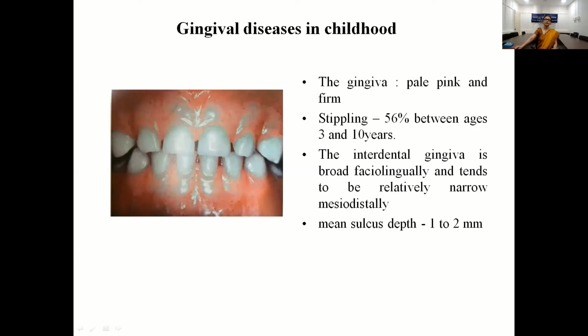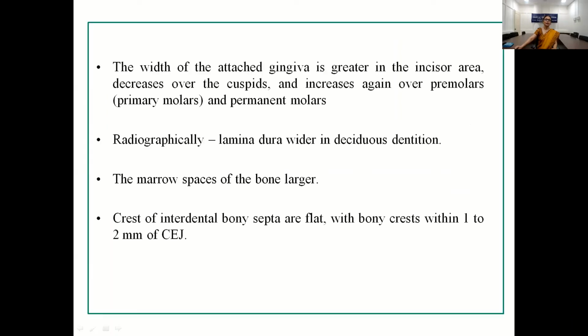In 56% of children between ages 3 and 10 years, stippling is present. Interdental gingiva is broad facio-lingually and tends to be relatively narrow mesiodistally. Mean sulcus depth is 1 to 2 mm. The width of the attached gingiva is greater in the incisor area. It decreases over the cuspids and increases again over the premolars and permanent molars.